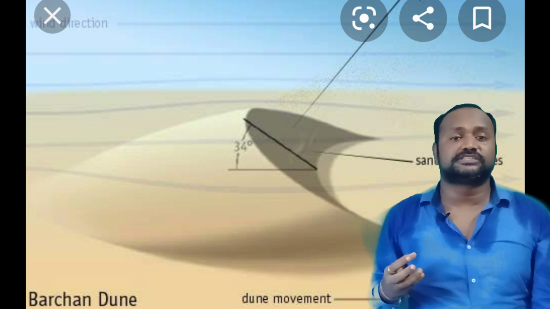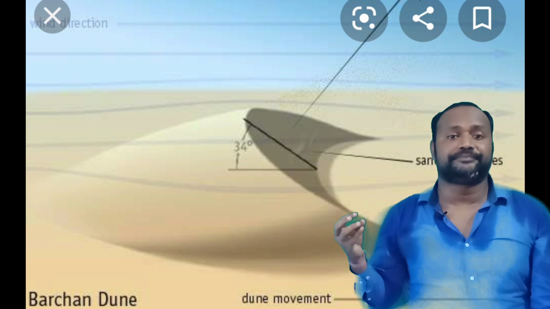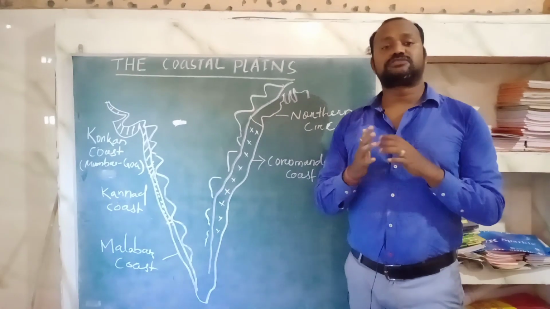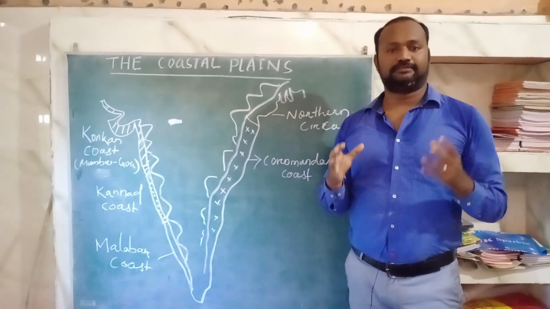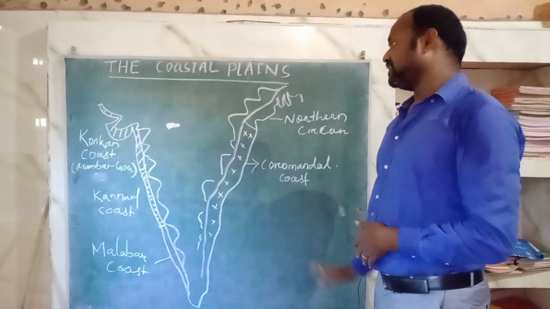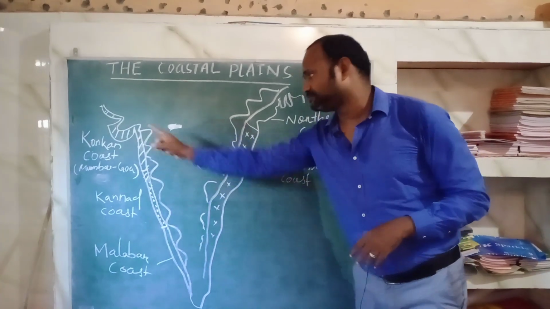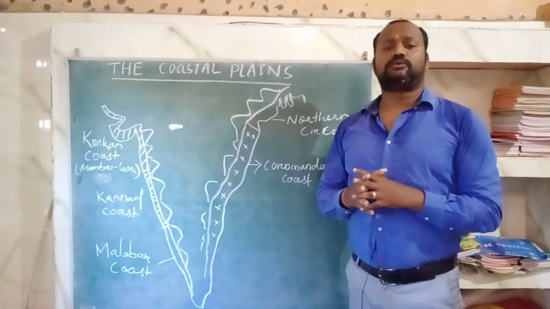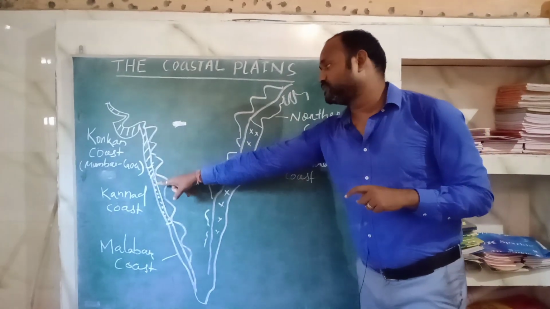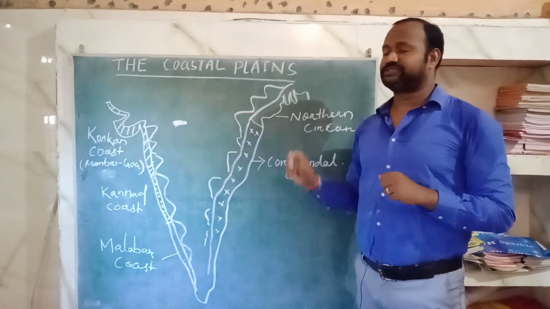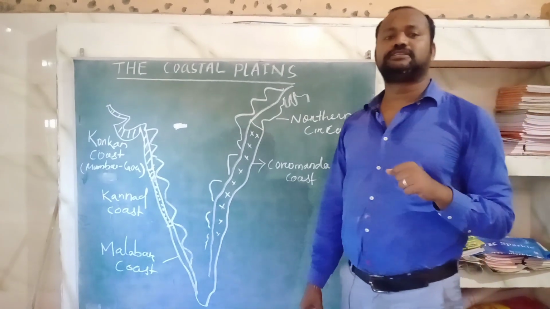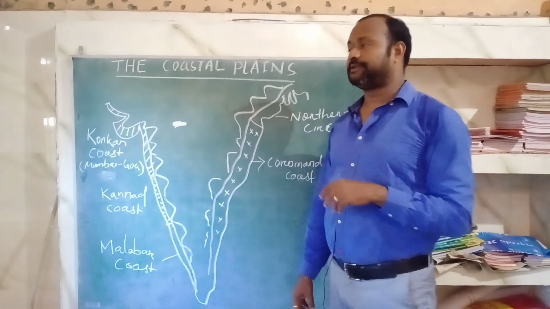So next we are going to discuss the Indian coastal plain. Coastal plain is one of the important features of Indian physical geography. So coastal plain, here you can see, this is the coastal plain. Students, we have two major coastal plains, the western coastal plain and the eastern coastal plain. So let's first discuss the western coastal plain, then we will discuss the eastern coastal plain.